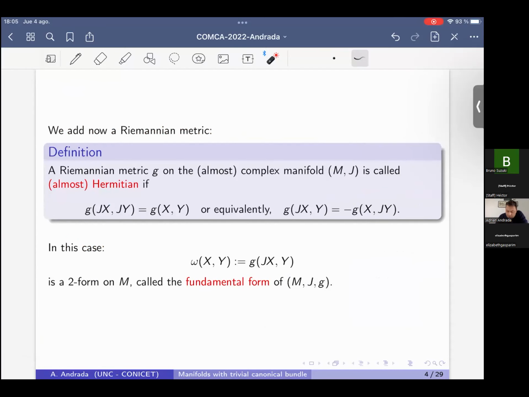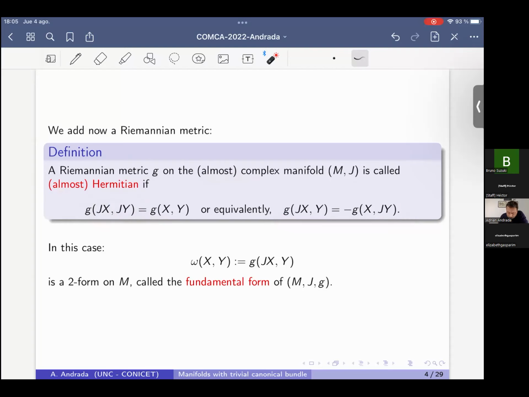Any of these complex manifolds admit a compatible Riemannian metric, compatible in the next sense. A Riemannian metric is called Hermitian or almost Hermitian if the structure is almost complex, if the almost complex structure J is orthogonal with respect to the metric, or equivalently, it is skew-symmetric. These two conditions are the same because J squared is minus the identity.